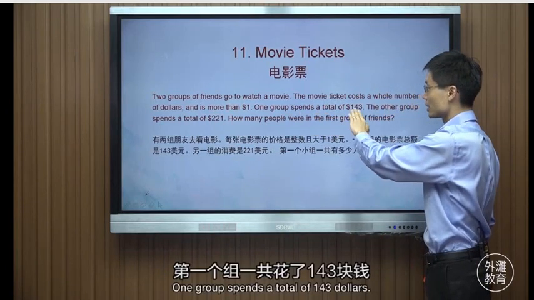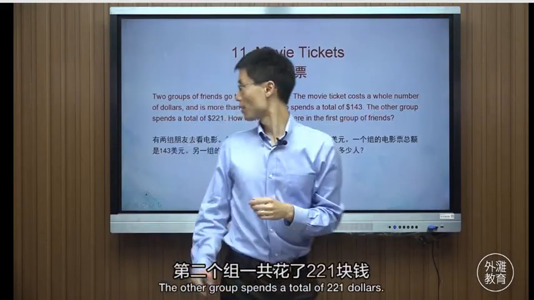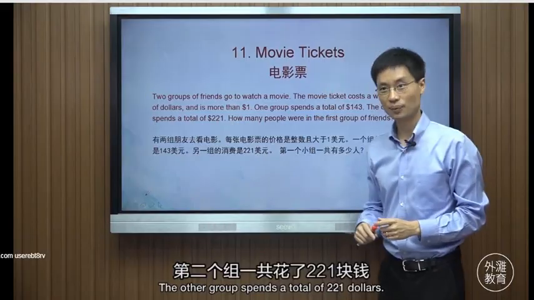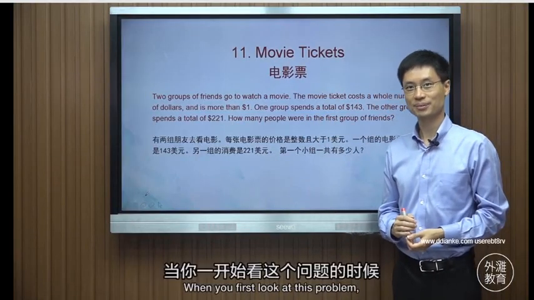One group spends a total of $143. The other group spends a total of $221. How many people were in the first group of friends?